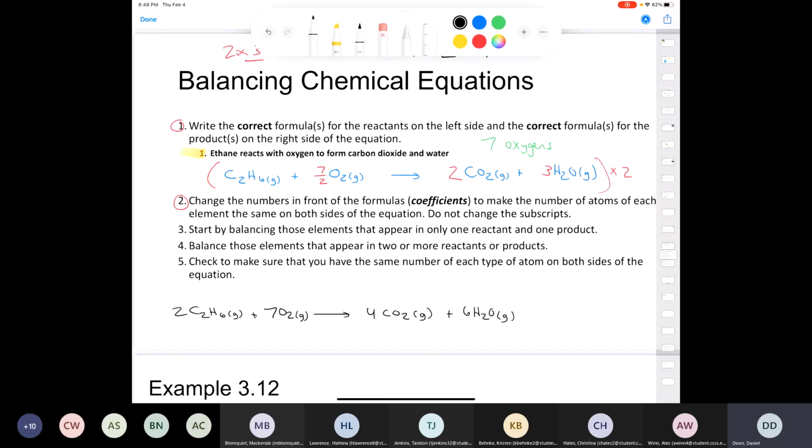Anyhow, so there we go. There's a perfectly balanced equation. All right. And that's how you balance an equation.